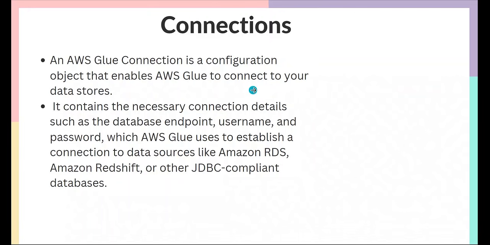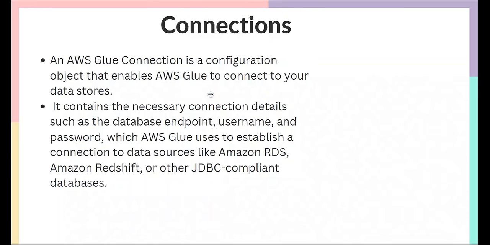Next, I wanted to discuss connections. In AWS Glue, a connection is a configuration object that enables Glue to connect to your data stores. Like we discussed, your data can be in any of the data stores like S3 or Redshift or RDS. You need to be able to connect to the data store to get information about the data, to scan through the data and infer the schema, etc.